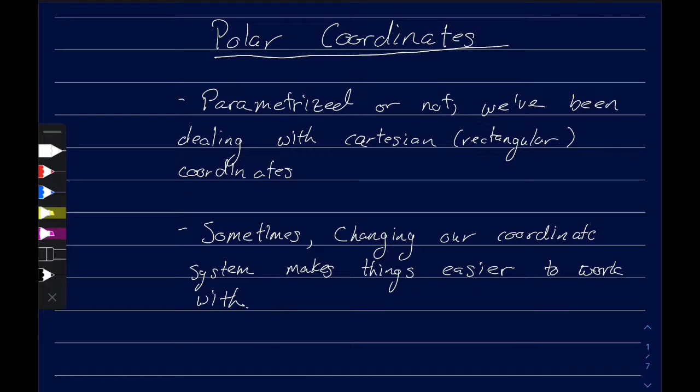Hi, in this video we're going to start our talk about polar coordinates. So far in our talk of calculus, be it Calc 1 or Calc 2, we've been dealing with Cartesian coordinates, or rectangular coordinates. Those are x's and y's, where we can think of our point (x, y) as somewhere on a grid of some sort. But this isn't the only type of coordinate system we can use in the plane to represent things. And sometimes changing our coordinate system makes things easier to work with, whether that be graphing it, integrating, finding an area, or taking the derivative and finding the slope of the tangent line at a certain point.